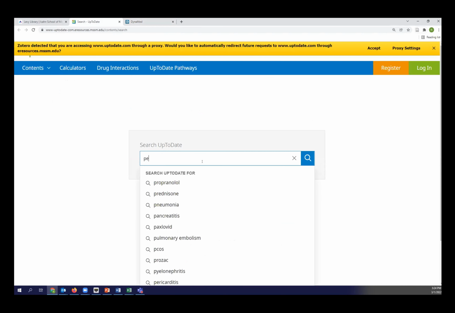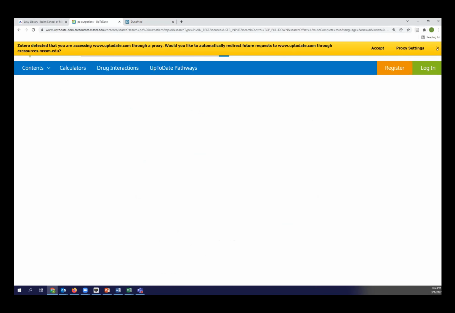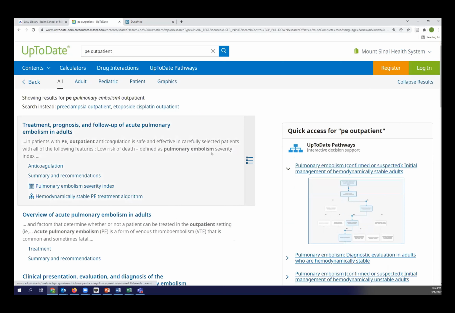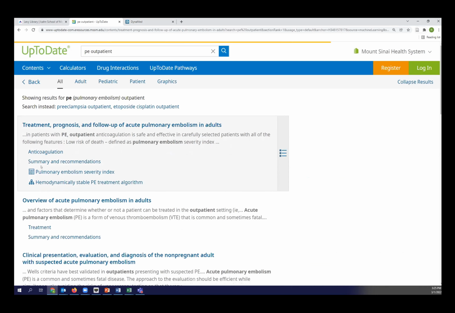So now I'm over here in UpToDate, and I'm going to search that same thing, PE outpatient. And in contrast, UpToDate, I think, has really nailed it. It's one of the things that makes UpToDate a very, very useful resource, that almost always I find the top entry or the top link I'm being served is the one that I want to answer my question. So I can see they're suggesting that I go to the anticoagulation section within the treatment, prognosis, and follow-up of acute PE. And I'm going to jump right there.